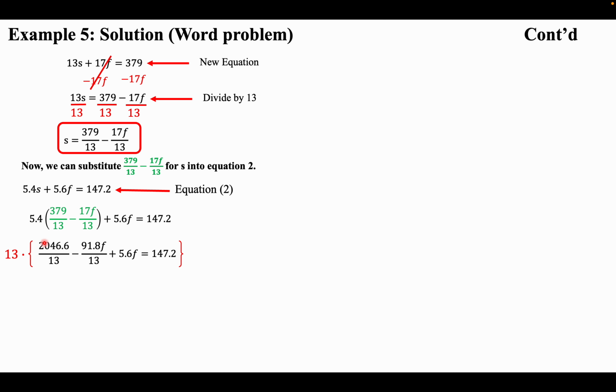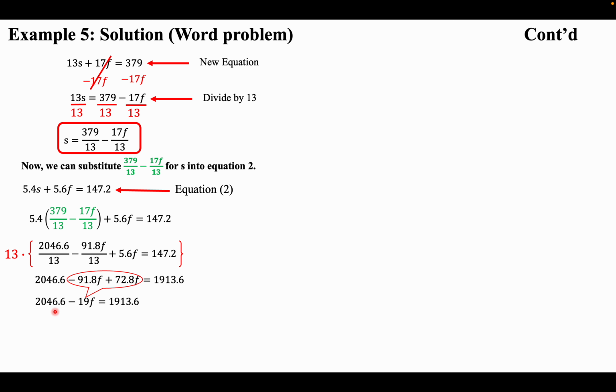If I multiply the first term by 13, the 13s cancel, so you'll be left with this. Multiplying the second fraction by 13, same thing, the 13s cancel, so you have this number minus this, plus 13 times that, which is 72.8, and 13 times this number gives this big number here. Now we have an equation in terms of one variable. Combine the like terms: negative 91.8F plus the 72.8F gives you negative 19F.